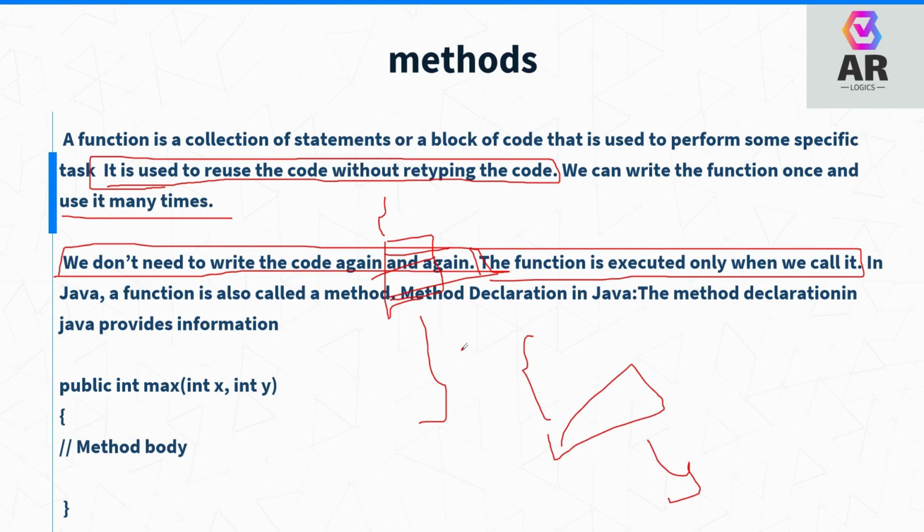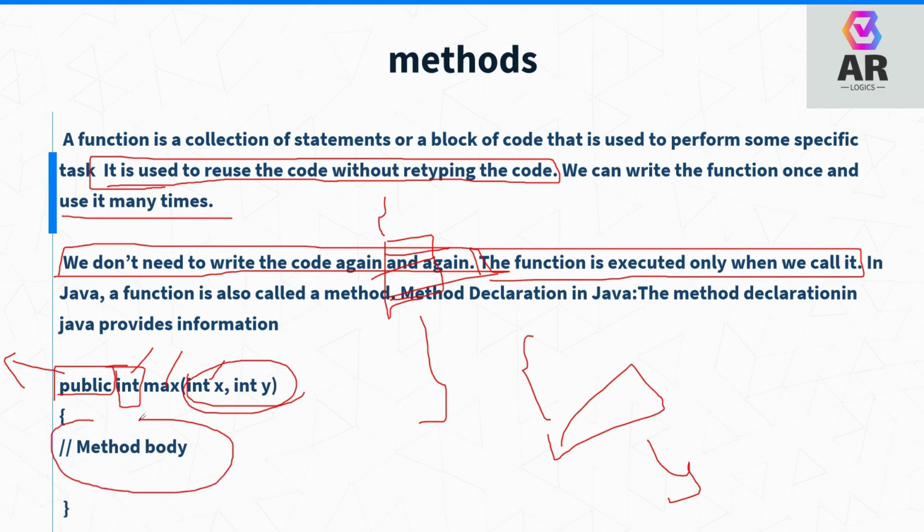How to declare the method? What are the components which will be required? See, this is the method declaration. Public is the access modifier. Then the data type, the method name, and this is for the parameters. Then the body of the method, where whatever required code we can write.